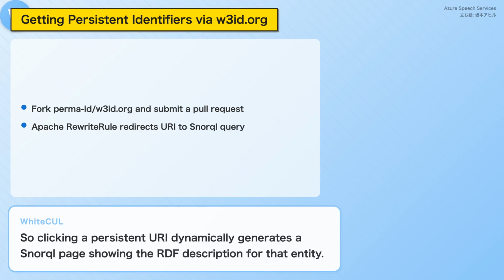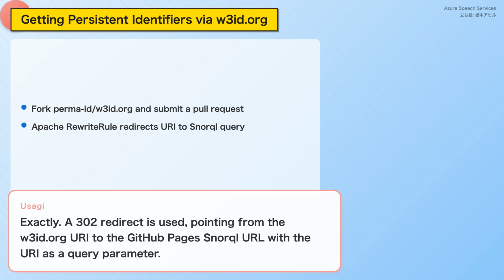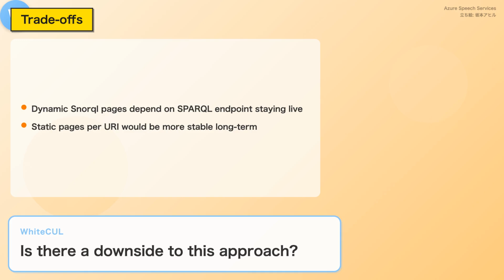So clicking a persistent URI dynamically generates a Snorql page showing the RDF description for that entity. Exactly. A 302 redirect is used, pointing from the w3id.org URI to the GitHub Pages Snorql URL with the URI as a query parameter. Is there a downside to this approach?